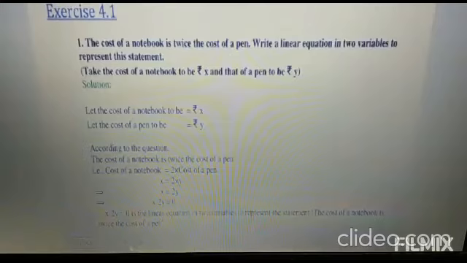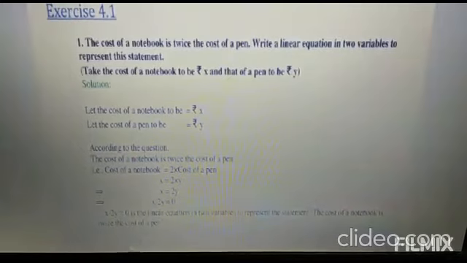Okay guys, now let's see. Let the cost of a notebook be rupees X. Now let the cost of a pen be rupees Y. It is very easy to convert it into a linear equation in two variables. So let us move further. According to the question, you have already studied in the previous two classes how to solve questions where we have to write according to the question. So it's very easy.